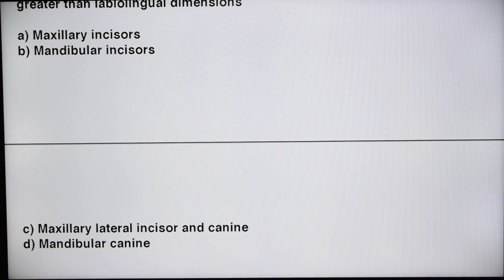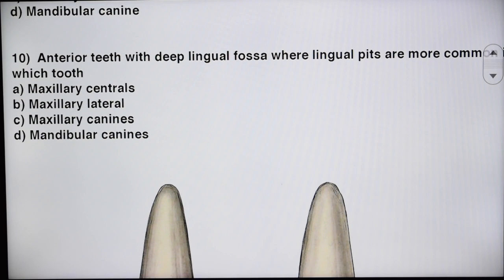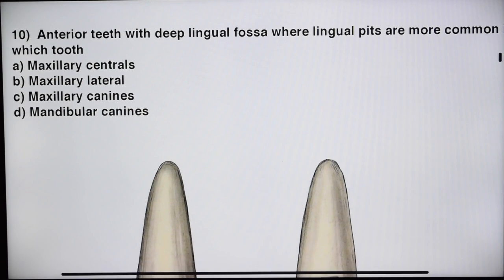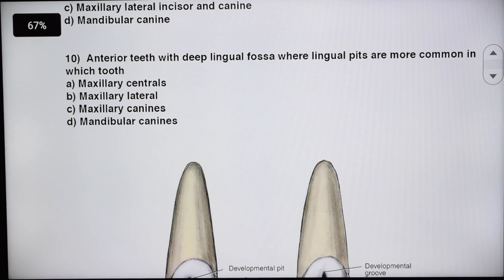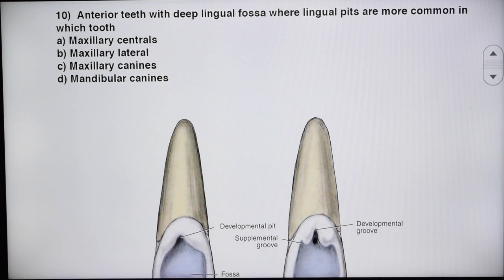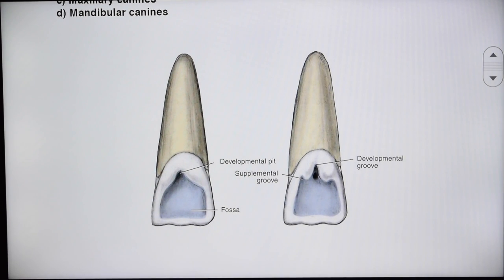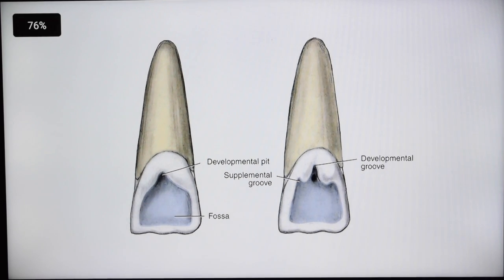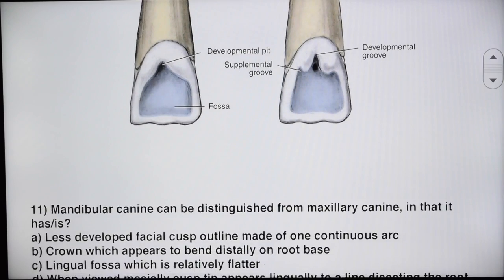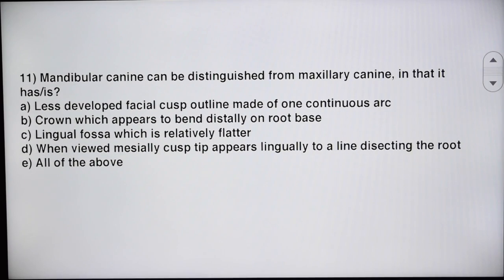And coming to the next question, anterior teeth with deep lingual fossa where lingual pits are more common in which tooth? So obviously, as you know, it's maxillary laterals where we find a deep lingual pit and also an extension of lingual pit, sometimes leading to formation of a lingual developmental groove or palatal developmental groove, right? So it's maxillary laterals.